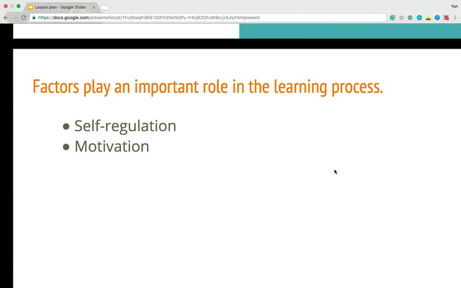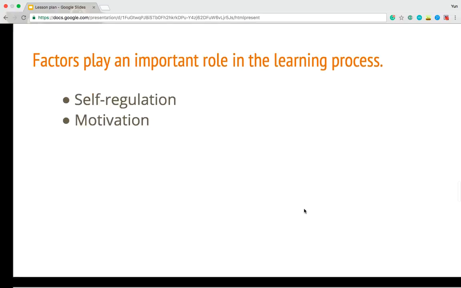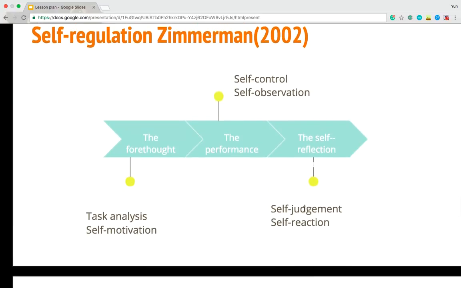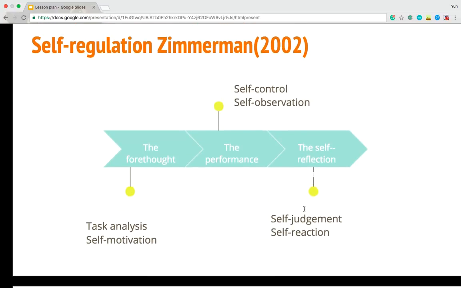Factors play an important role in the learning process. Based on the analysis of these studies, there are two factors that play an important role in web-based ESL learning activities. They are self-regulation and motivation. So first, let's talk about self-regulation.